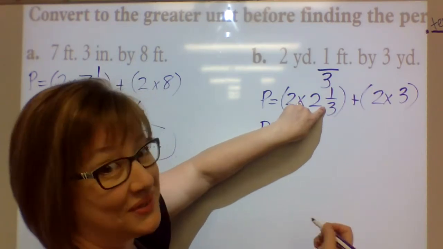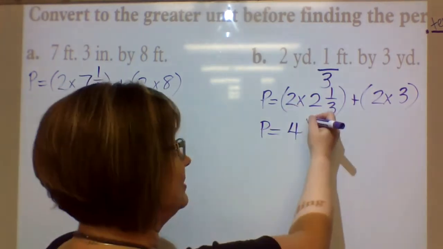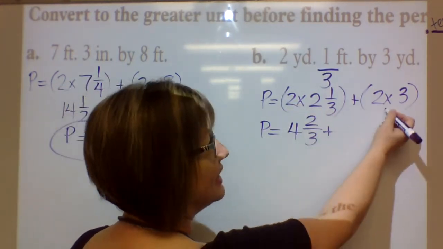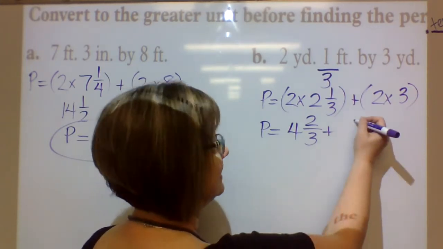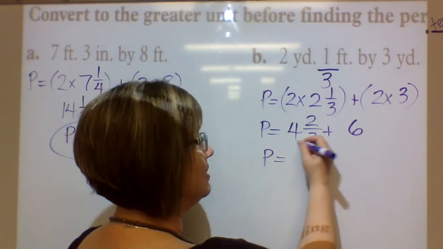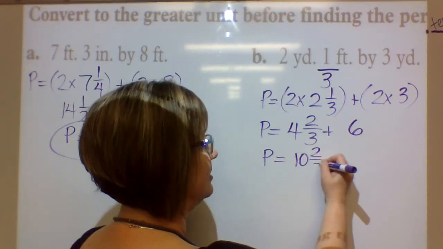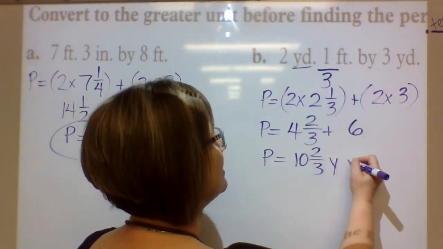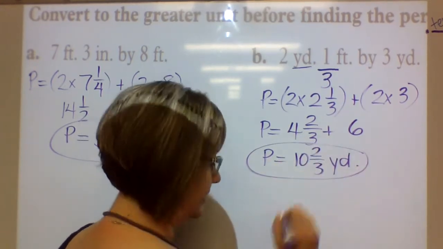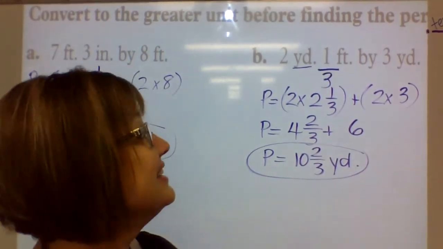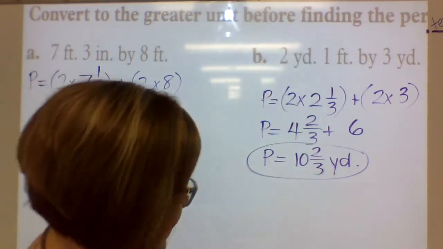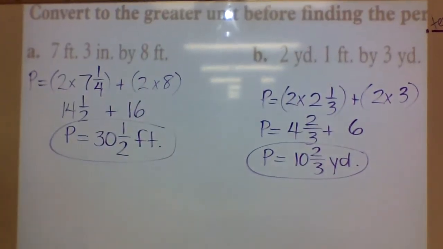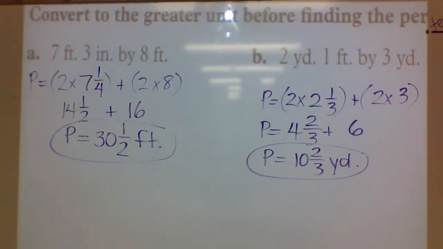And 1/3 plus 1/3 is 2/3. So 4 2/3 plus 2 times 3 equals 6. So we're going to do P equals 6 plus 4, 10 2/3 what? We put this into yards, right? 2 10/3 yards. Do you see? Okay. Now let's see. That leaves you 1 to do by yourselves.